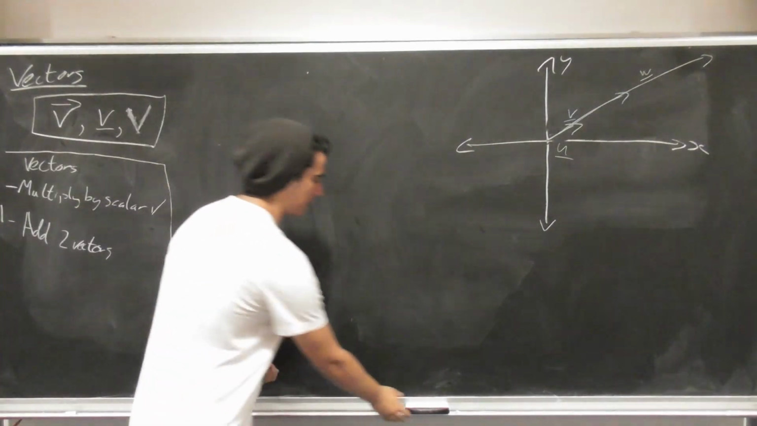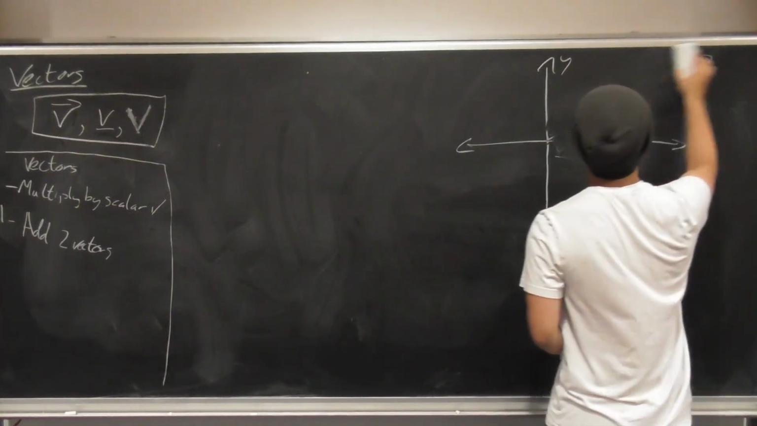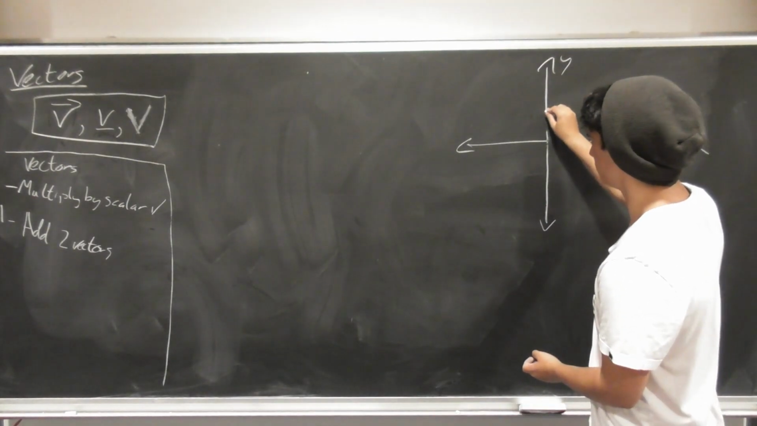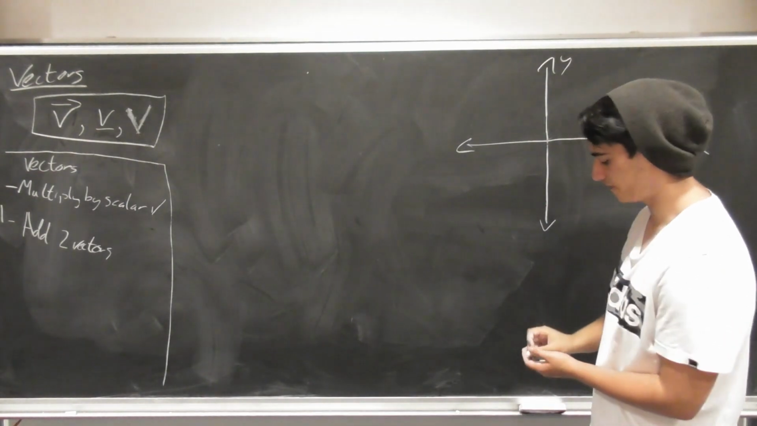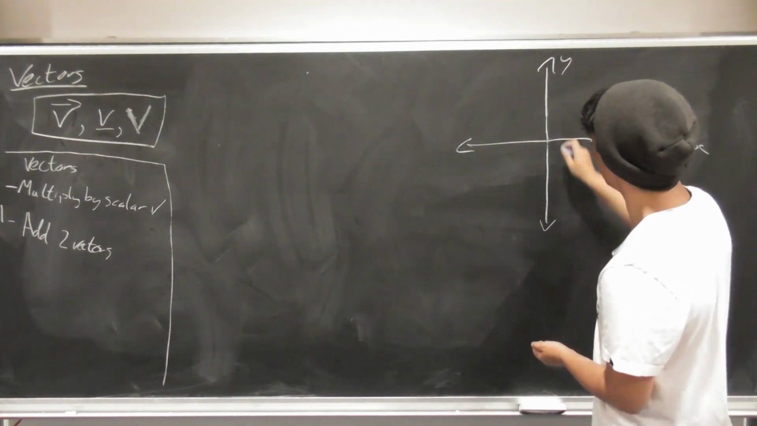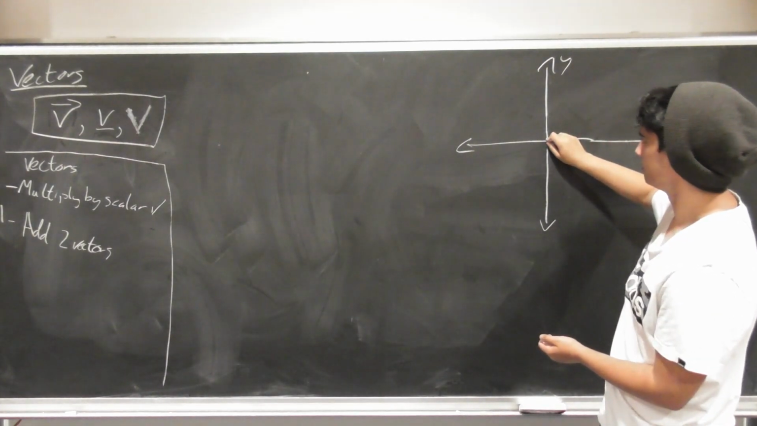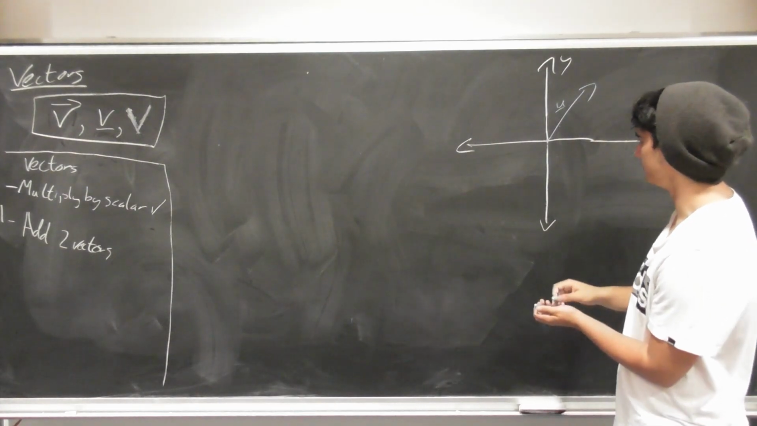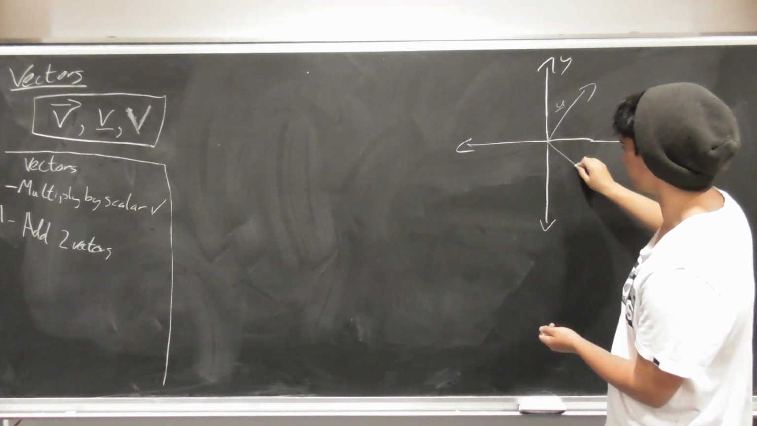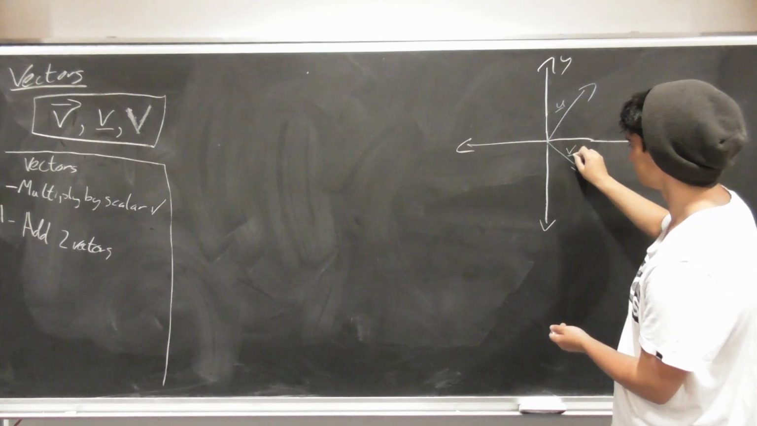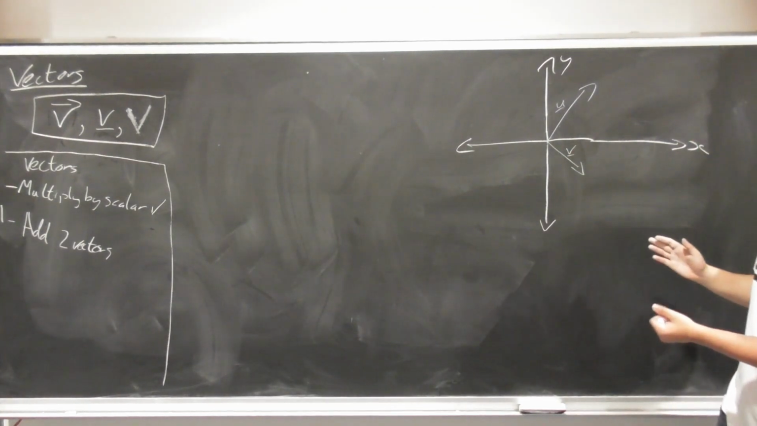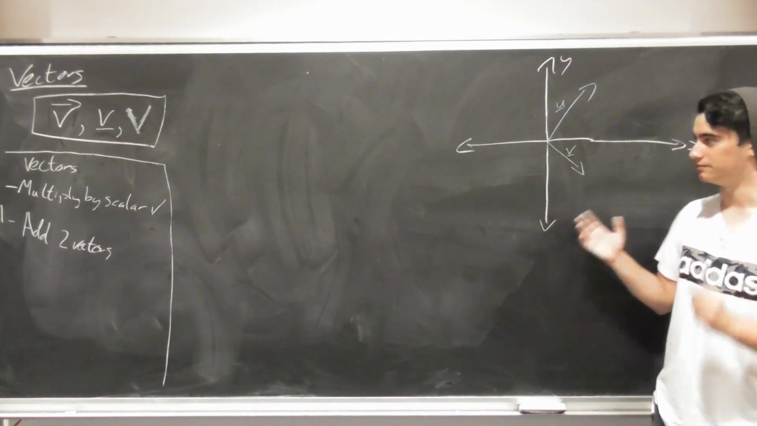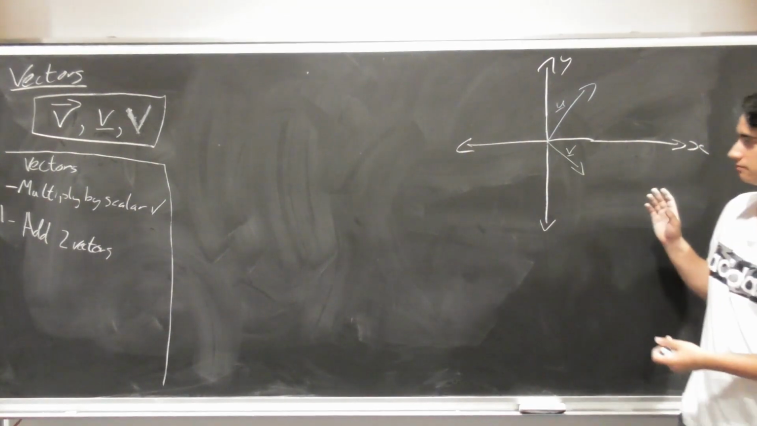Right, so let's say we have some vector u, say going in this direction, and some vector v going in this direction. So graphically, how are we going to try and add these together? Can we do it? Well, yeah.